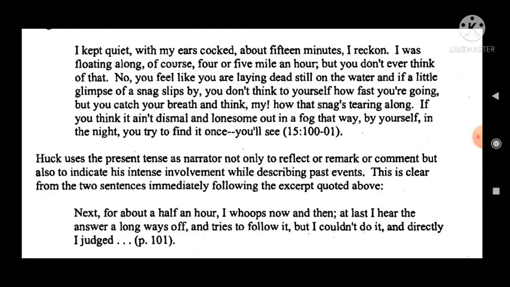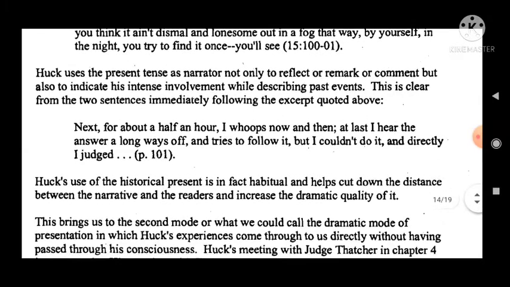Huck uses the present tense as narrator not only to reflect or remark, but also to indicate his intense involvement while describing past events. This is clear from the two sentences immediately following the excerpt quoted above.